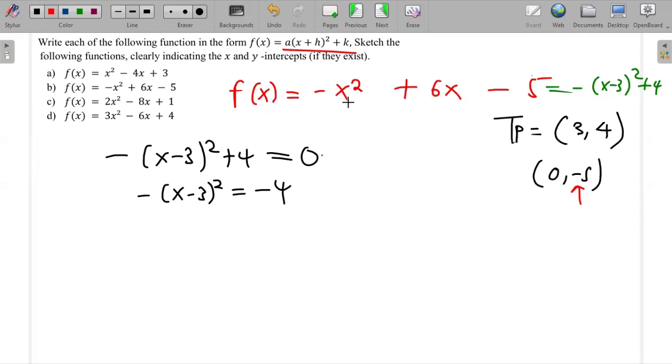So if I put 0 here, it will just be 0 squared, 0. If I put 0 where the x is here, it will be 6 multiplied by 0, 0. So I'll just remain with what? I'll just remain with minus 5 there. That's where the y-intercept is coming from.